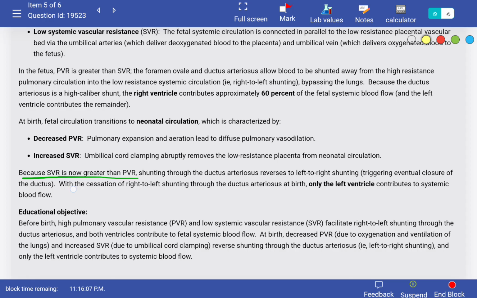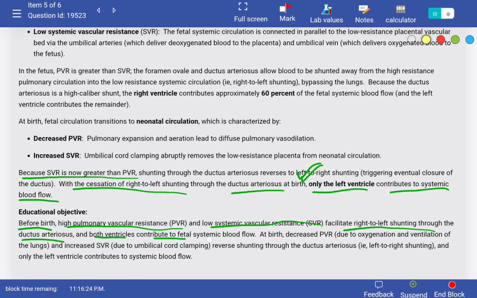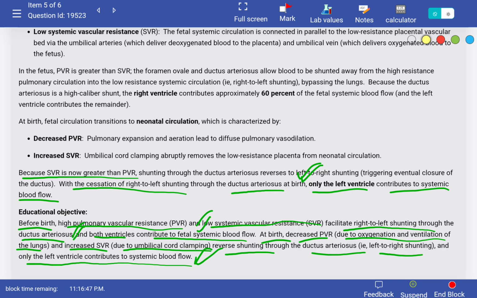With the cessation of the right-to-left shunting through the ductus arteriosus at birth, only the left ventricle contributes to systemic blood flow. So before birth, high PVR and low SVR facilitate right-to-left shunting through the ductus arteriosus, and both ventricles contribute to fetal systemic blood flow. This is important. At birth, decreased pulmonary vascular resistance leads to oxygenation and ventilation of the lungs, and increased SVR, right, due to umbilical cord clamping, reverses shunting through the ductus arteriosus, that is, left-to-right shunting, and only the left ventricle contributes to the systemic blood flow, right?